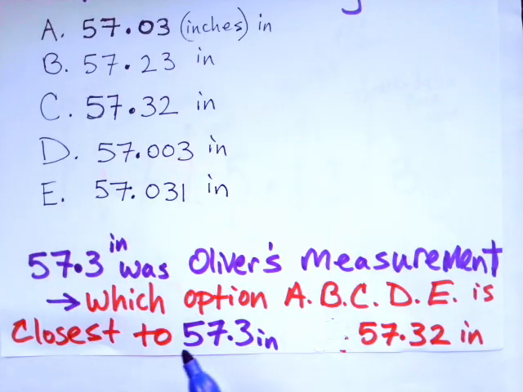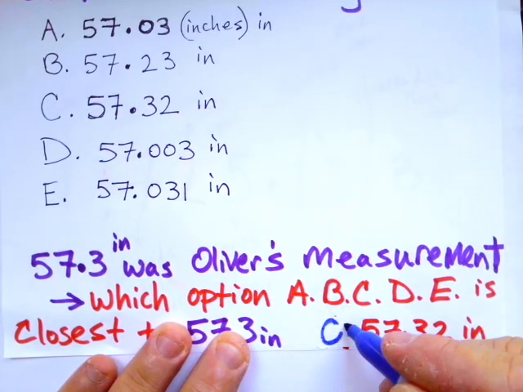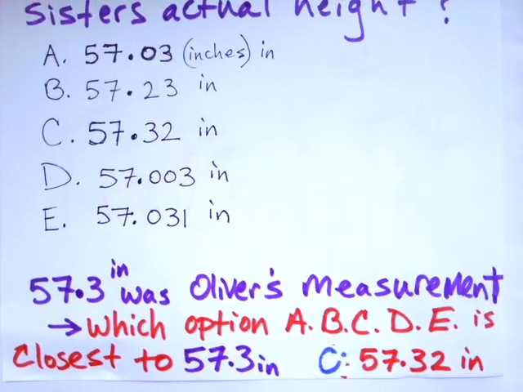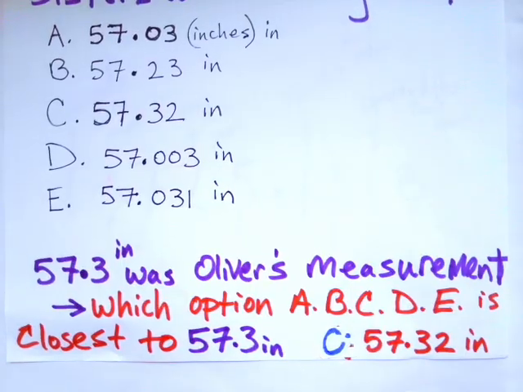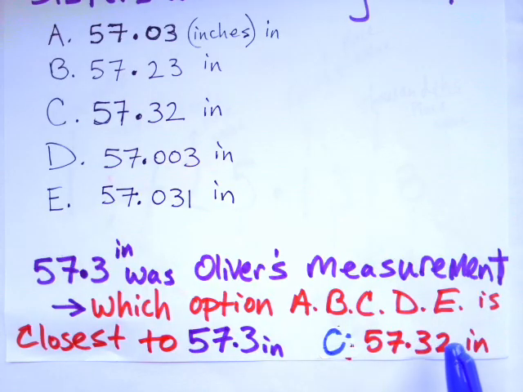Which option is closest to 57.3? It's 57.32. That option is option C. So the answer is C, 57.32. Math is easy. Take it step by step, and if you make a mistake, write clearly so you can see and find your mistakes. Here, my mistake was writing down option A when I should have written down option C. 0.32 is closest to 0.30. All right, that was the correct answer.